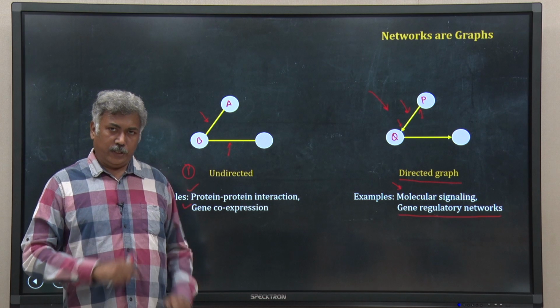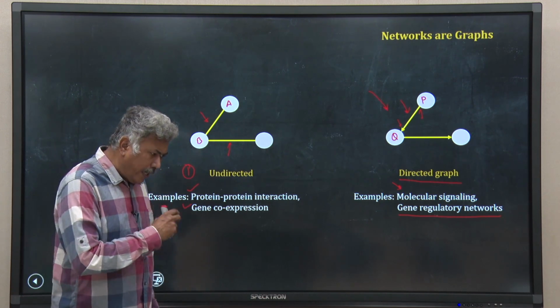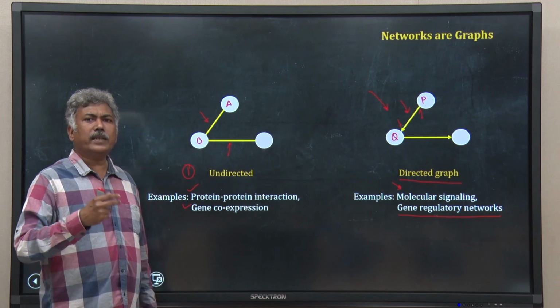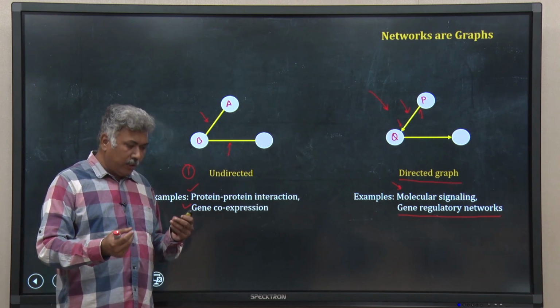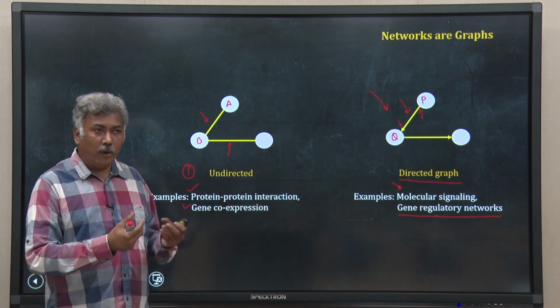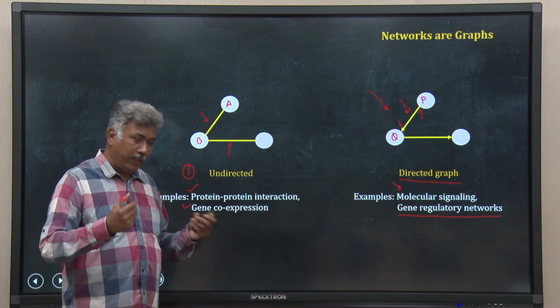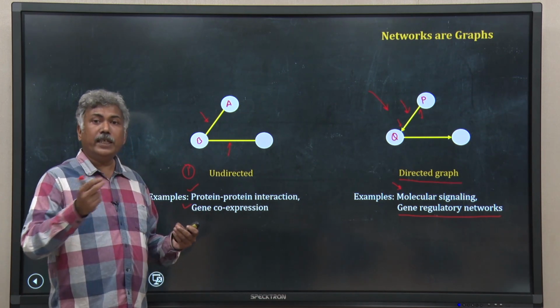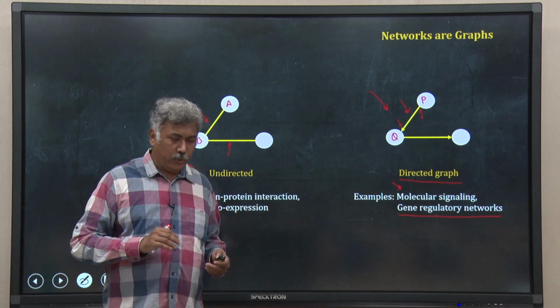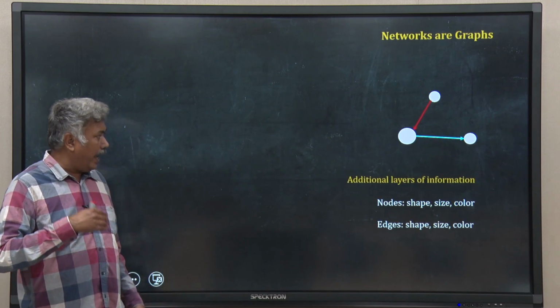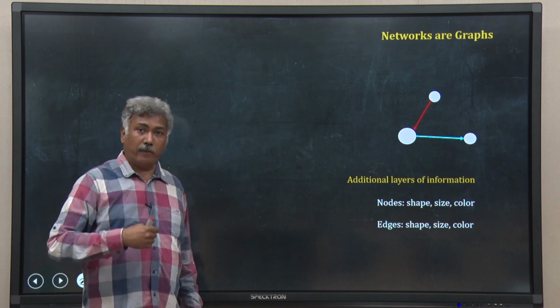Now, what I have discussed till now is that networks are actually graphs and they are made up of nodes and edges, and nodes represent objects or entities like molecules, human beings, species, something like that, whereas the edges represent the connection between them. But that is not the end of the story. I can actually add additional layers of information.